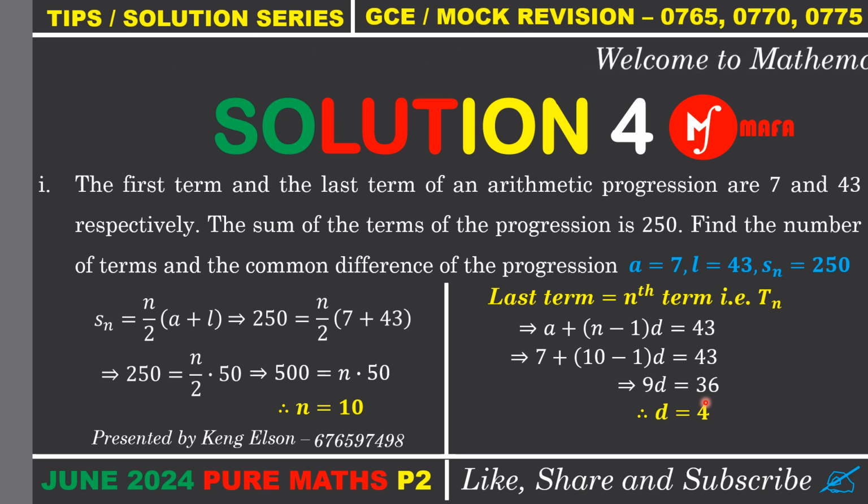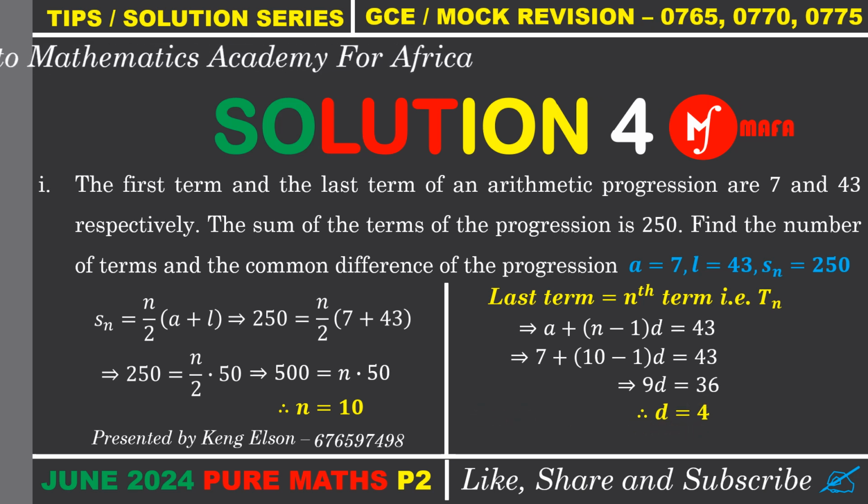So we are done with the first part of the question. Number of terms is 10, common difference is 4.